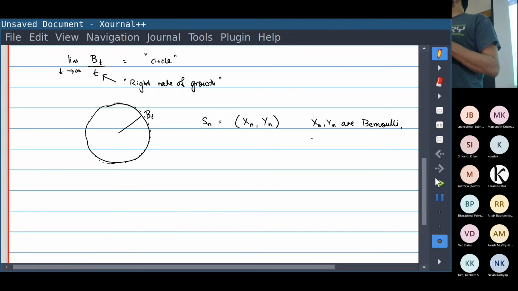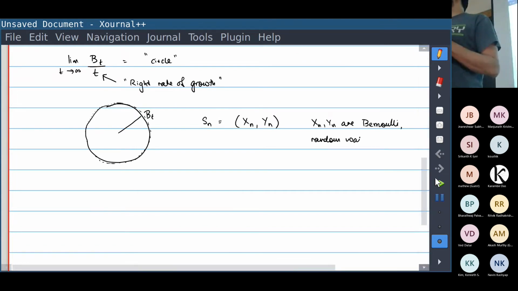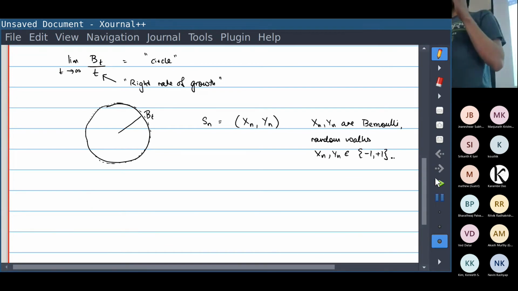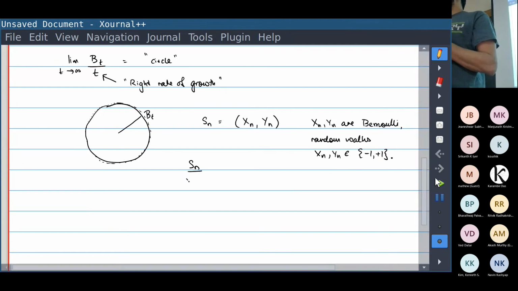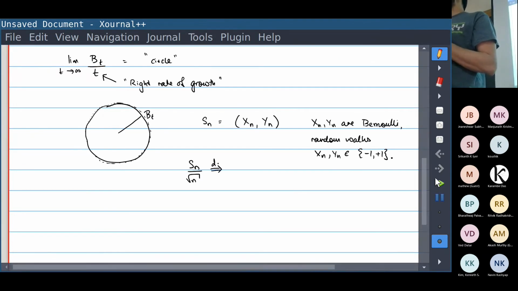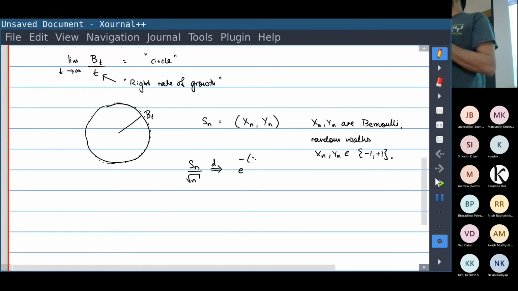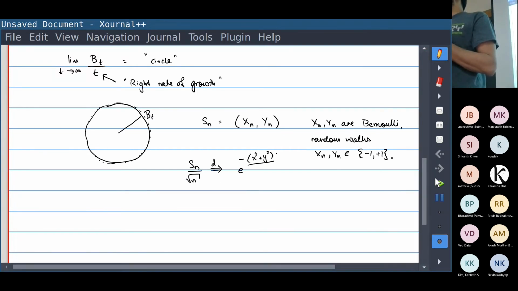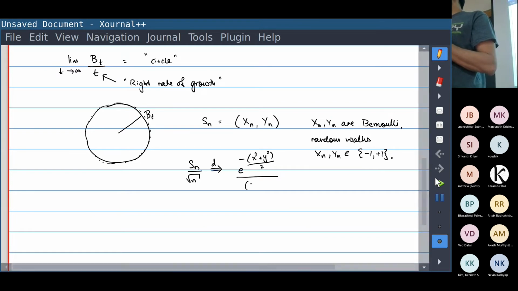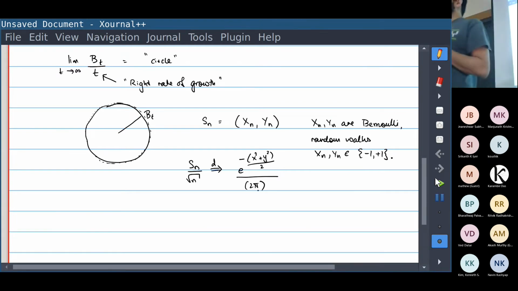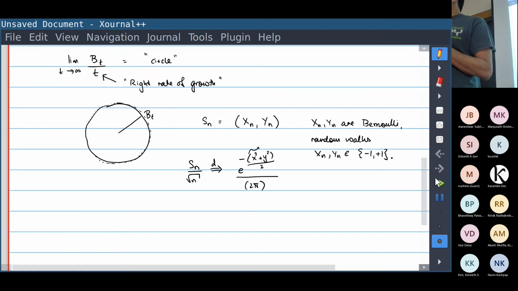X_n, Y_n are Bernoulli random walks, and they take values in plus or minus 1. So assuming plus 1 and minus 1 are equally likely, then by the central limit theorem, this goes to a Gaussian. I'll just write it like this, and again I'm being a little loose, but I'm assuming you know what I mean. Over 2 pi. Hope I got the normalization right. I think that's right. So now you see that somehow in this limiting behavior, I get this circular symmetry.